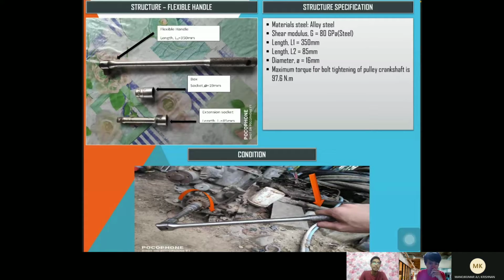The diameter for extension socket is 16 mm. The maximum torque for bolt tightening a pulley crankshaft is 72 lbs, and converted to Newton meter, which is 97.6 Newton meter. So this is the picture for the condition of tightening pulley.